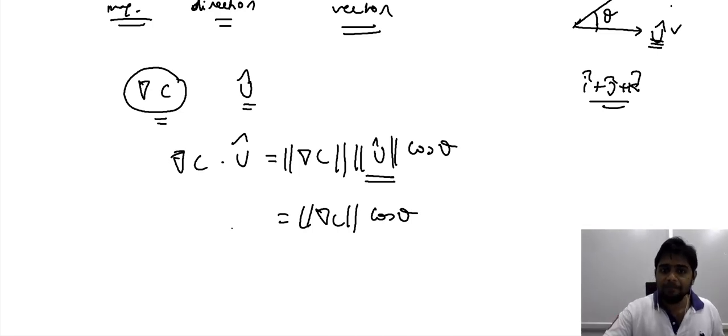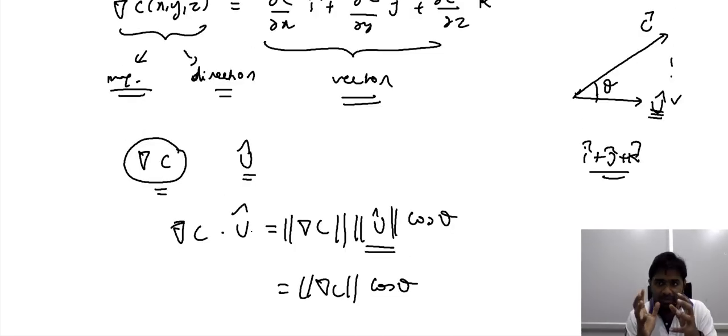So in order to find the direction, we are introducing another unit vector and finding the direction of the given vector with respect to that unit vector. With reference to the unit vector, we are finding the direction of our gradient C. So this is one approach that we can adopt.